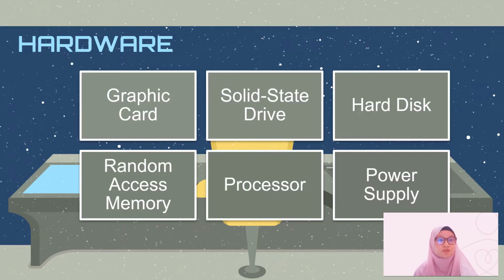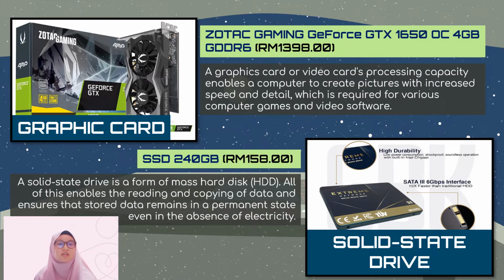We move on to the next part, which is hardware. Computer hardware includes the physical parts of a computer, such as a graphic card, solid-state drive, hard disk, random access memory, or as we know it, RAM, processor, and power supply. In this slide, I will explain the hardware we chose for Nawal.